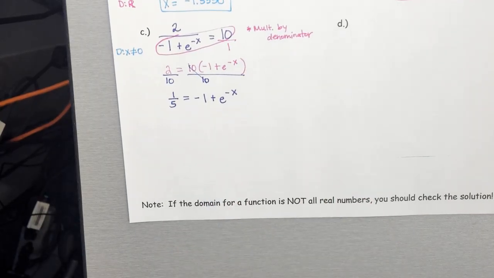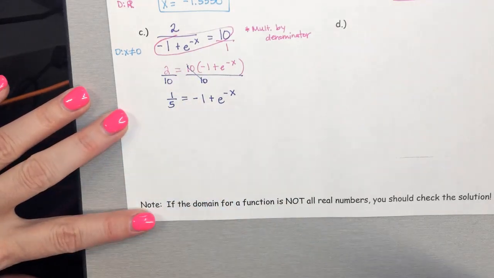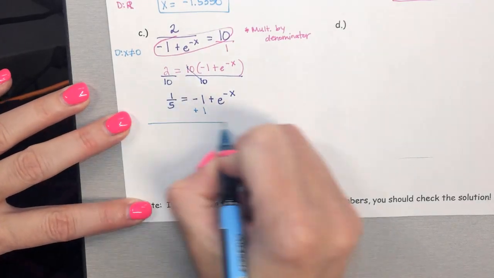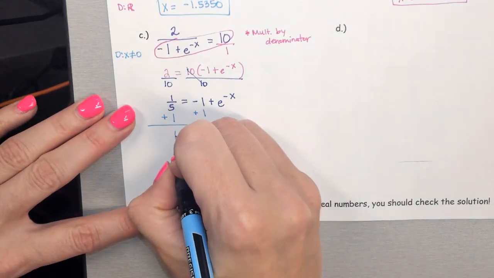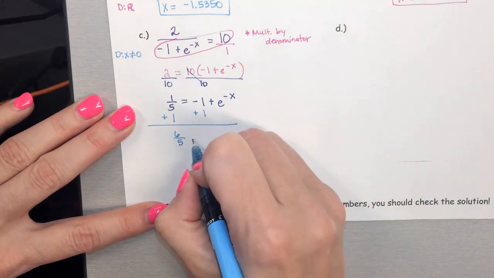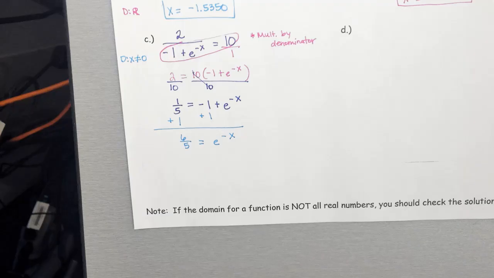Okay, so we want to get that base by itself. If you distributed, you'd just be adding the 10 and then dividing by 10. Here we're going to be adding 1. Okay, so you have 1 and 1/5, which is 6/5. Okay, see if you can do the next couple steps. So when we have an e, what should we do?